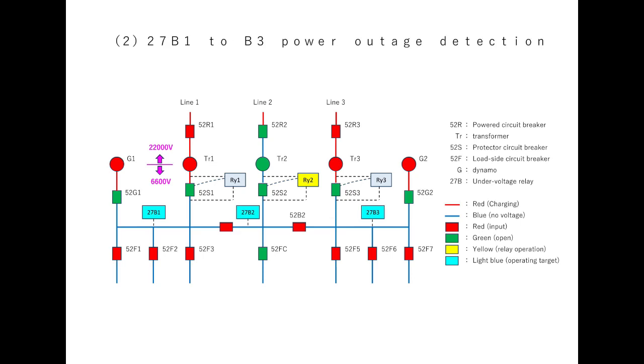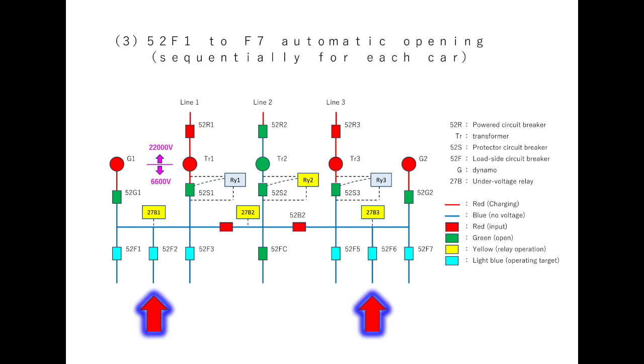The electricity that was being sent from the generator has stopped, resulting in a power outage to the high voltage bus. Since the high voltage bus has experienced a power outage, under voltage relays 27B1, B2, and B3 will detect the power outage, just as in the power outage sequence. Next, feeder circuit breakers 52F1 to 52F7 open automatically at different times, similar to the power outage sequence.